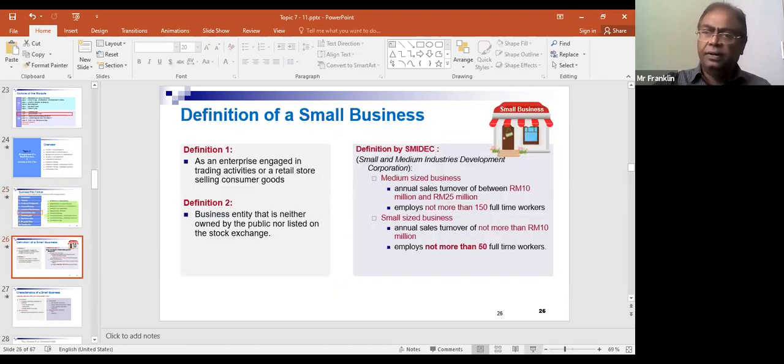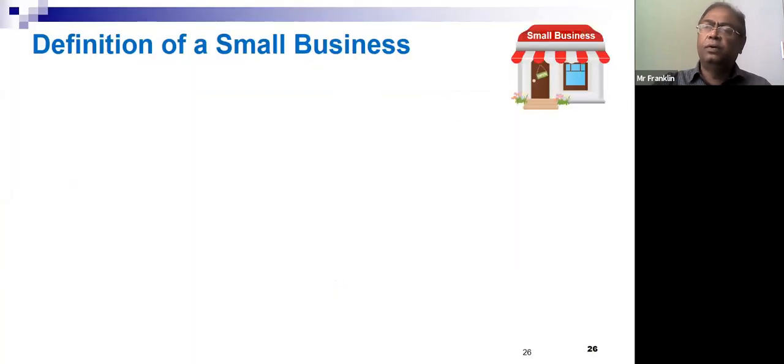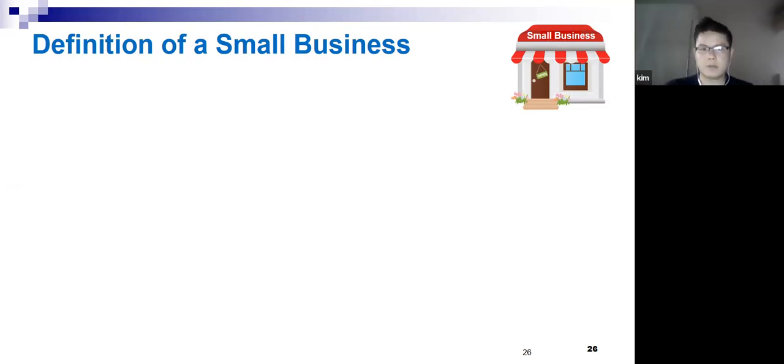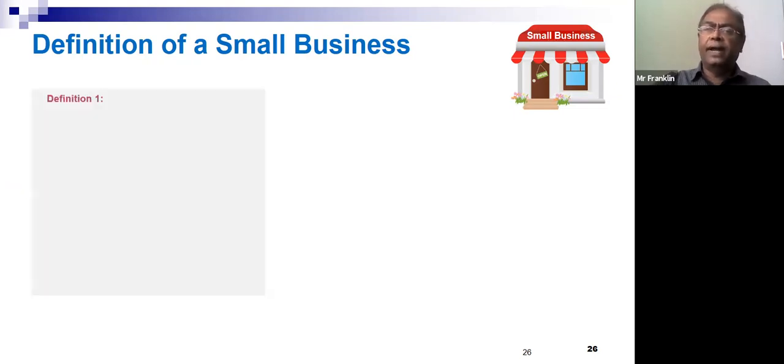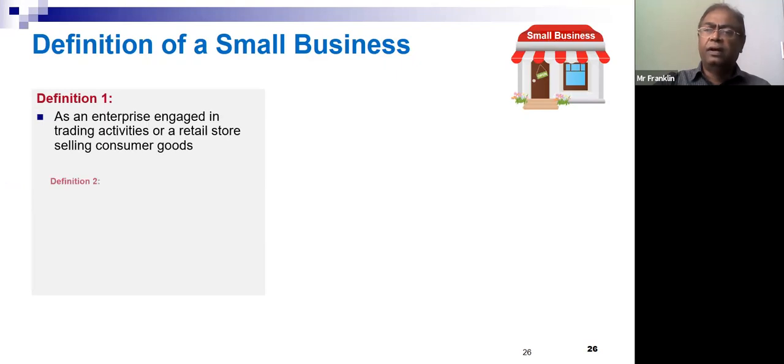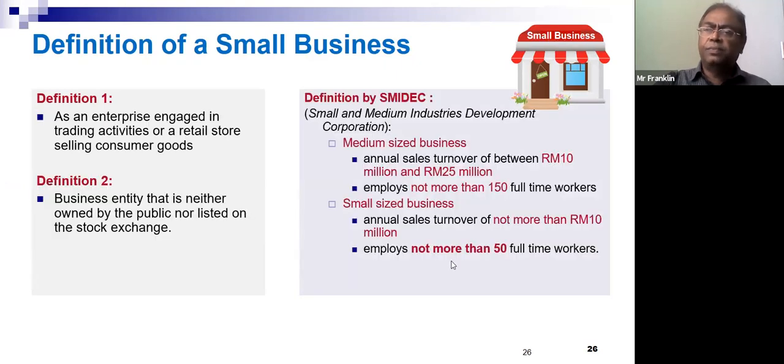Now, the definition of a small business. Remember in the early chapter, we looked at what is a small business, an SME. How do you define an SME? Remember, what is an SME? How many staff do you have? Less than 75, right? Okay, a less-than figure. According to SMIDEC, the definition of a small-sized industry is not more than 10 million, not more than 50 full-time workers, right?